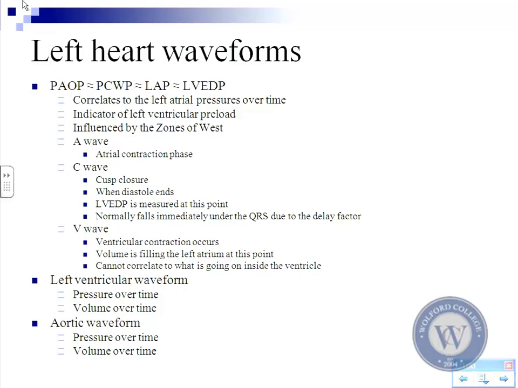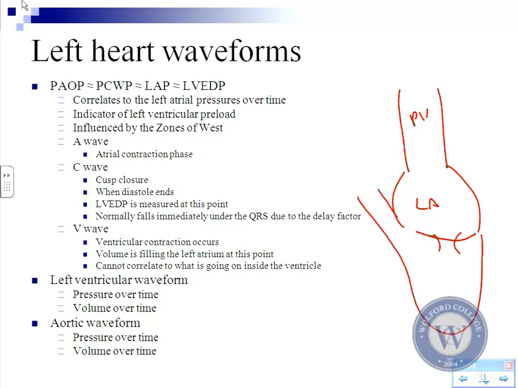Okay? Now, in the old days, we used to take catheters. I'm going to draw it in red. Okay? This is your pulmonary vein. Okay? And then your left atrium. And you have your mitral valve. And you have your left ventricle. And you have your aorta here.